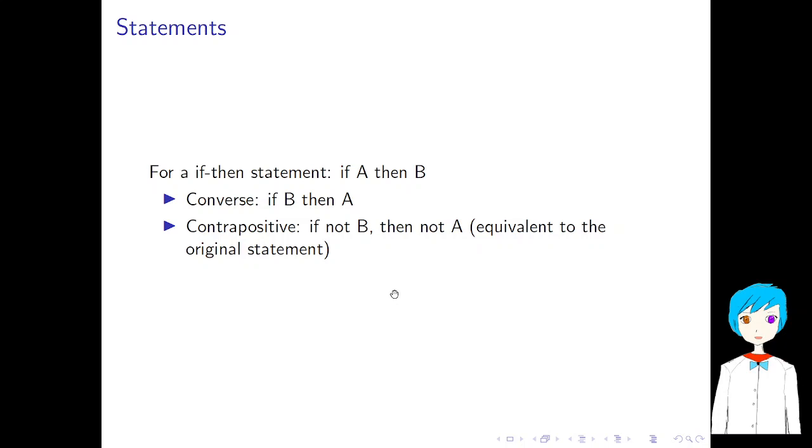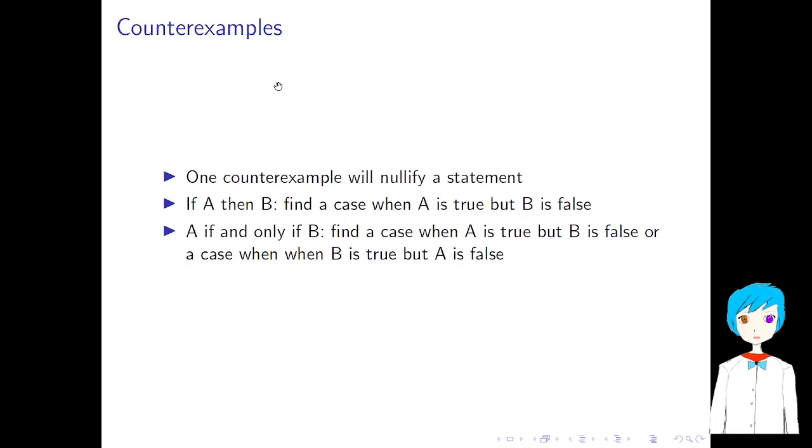So for disproving something, we usually use counterexamples. One counterexample will nullify a whole statement. So to find a counterexample to disprove if A then B, we just need to find a case when A is true but B is false. To disprove A if and only if B, we either find a case where A is true but B is false, or we find a case when B is true but A is false.